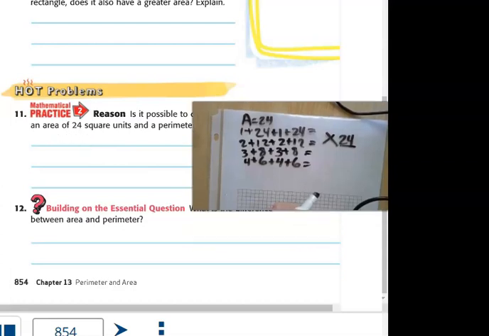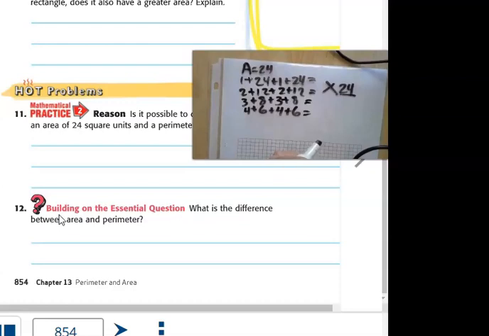Okay, so have a difference between area and perimeter, and hopefully with what we've seen and done, you can see, we've talked about this throughout the lesson, throughout chapter 13, the difference between area and perimeter. One is going around the shape and one is covering the shape. So you need to label that and put in your own words the answer for number 12.